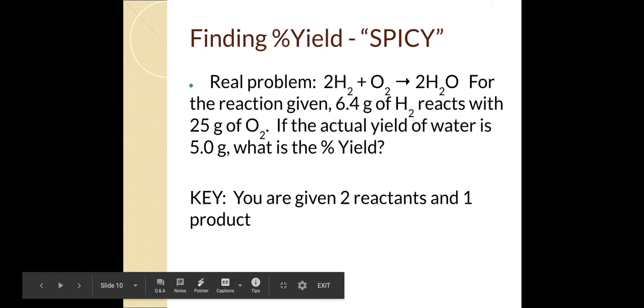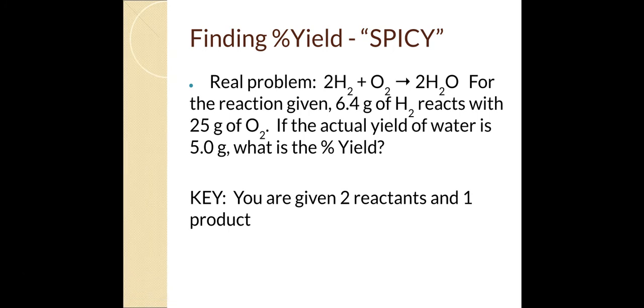All right, so what makes something spicy? Well, like I said, it's kind of putting everything together, putting all of this stuff together. So we have this problem where we're going to do the water reaction again. We take 6.4 grams of hydrogen. It reacts with 25 grams of O2. If the actual yield of water is 5 grams, what's the percentage yield? So like up until now, we've never had a problem where it has so many numbers here. So that sucks. So how are we going to deal with this?